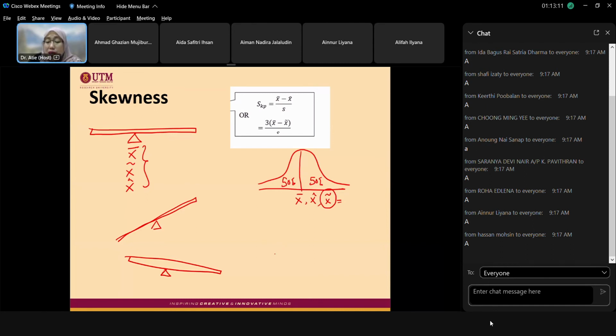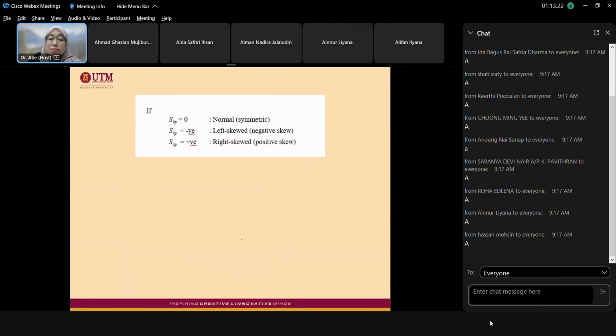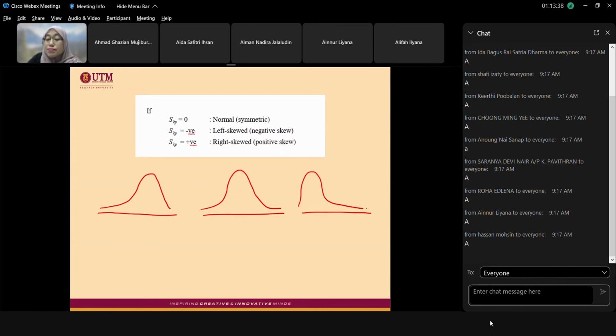So if one of these measurements is no longer at the center, it will be skewed, right? So it can be skewed on the left. Okay, we have the center, and then we have something like this, right?